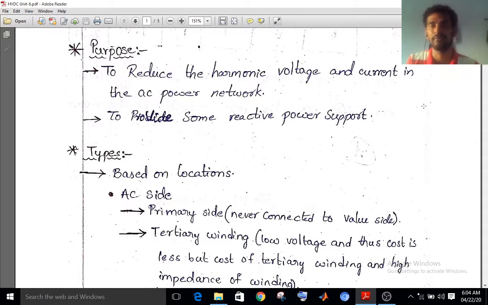So if I place my filter on the AC side, there is no need to construct a filter for all the frequencies. Why? Because some of the harmonic frequencies will die out because of the star star and star delta configuration of the transformer. If I place my filter on the valve side, I need to design my filter for all the harmonic components. That's why we place the filter on the primary side, not on the valve side, in the AC system.